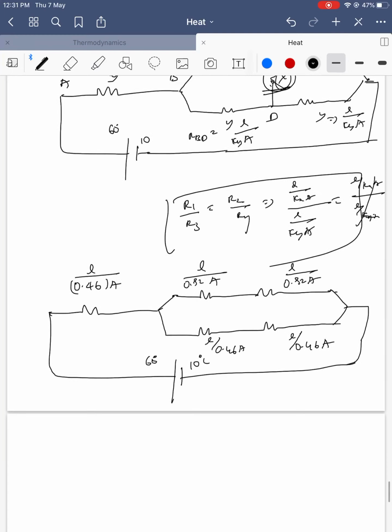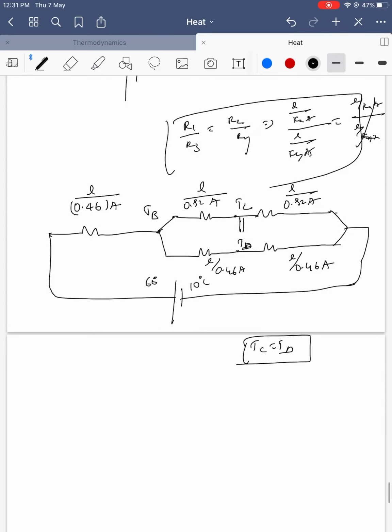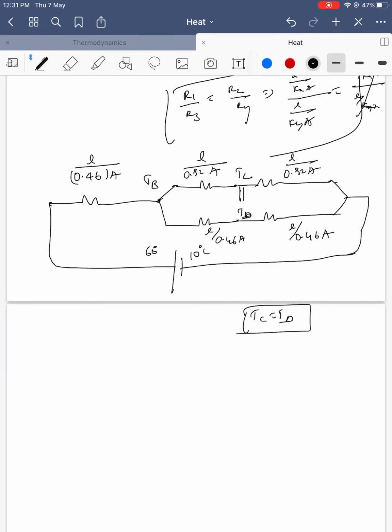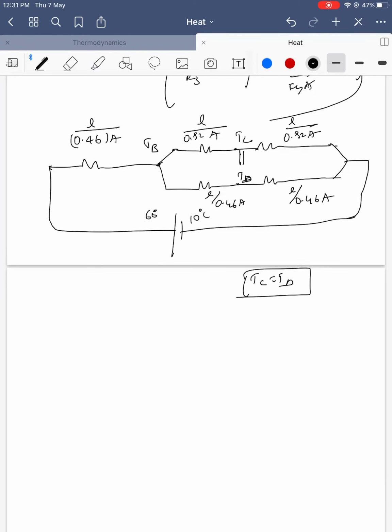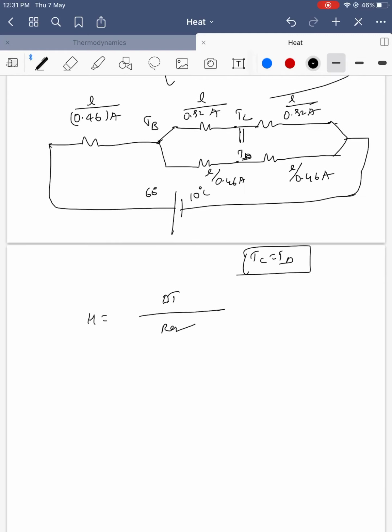He is asking us to find the temperature at B, C, and D. Obviously the temperature at C is equal to the temperature at D, because it is like a Wheatstone bridge. Next, how to get the temperature? First of all let's get the Q value. H is equal to delta T by R equivalent, so from here get the value of R equivalent.